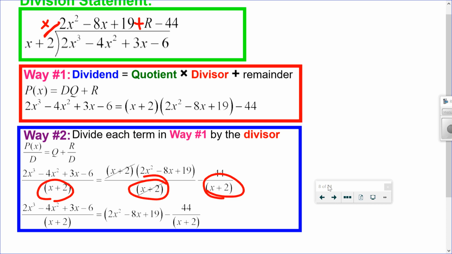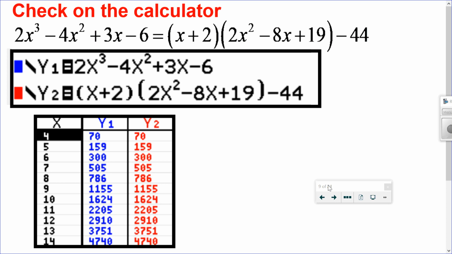I'm a big fan of the check, as you all know, so here is my original question into y1 and how I think it is factored, or the division statement, into y2. So this is way number 1, just because I think it's a little easier. You could put in division statement 1 or 2 in there, but you can see the check always happening in the table. I know that I'm correct.